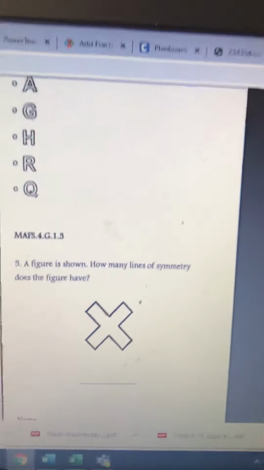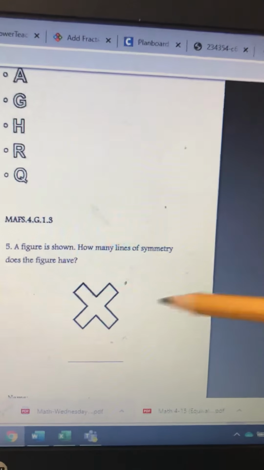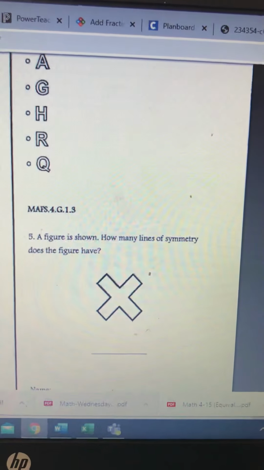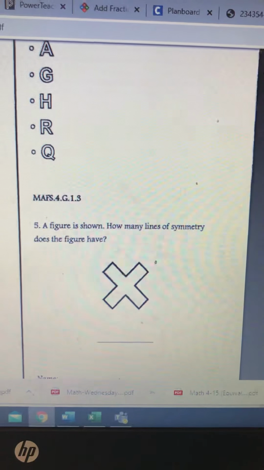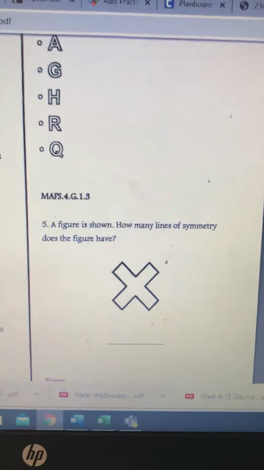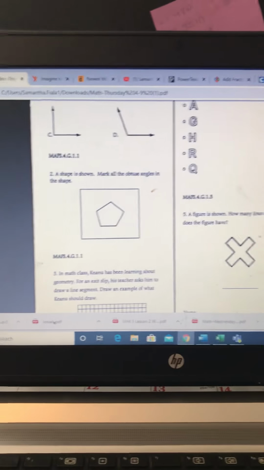Okay, 5, how many lines of symmetry does this figure have? So again, draw this on a separate sheet of paper and go ahead and put a line where you think you could fold the figure in half and it's going to be the same on both sides. Okay, so how many lines of symmetry does it have? And a figure can have more than one. It could have 4 lines of symmetry, 5 lines of symmetry, okay? If you have any other questions about that, please message me on Edmodo.